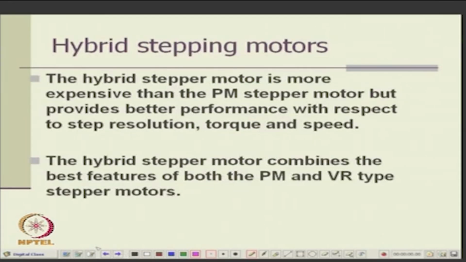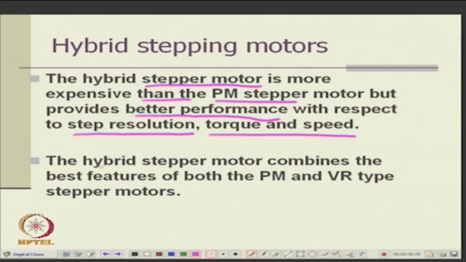Okay. Hybrid stepper motor is of course more expensive than the PM stepper motor, but provides better performance, okay. It is a combination of these two, with the advantages and disadvantages of both together. Okay. So, with respect to step resolution, torque and speed, the hybrid stepper motor combines the best features of PM and VR, okay, but it is expensive because you have to make the magnet and cut it also.